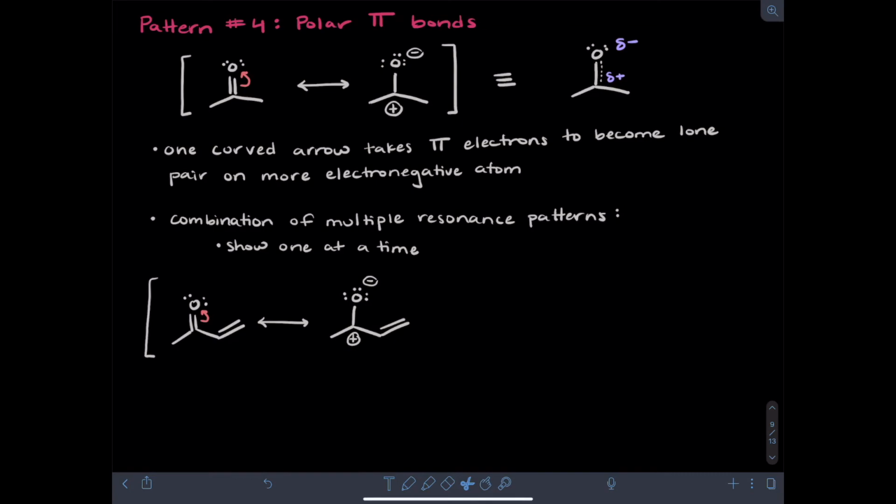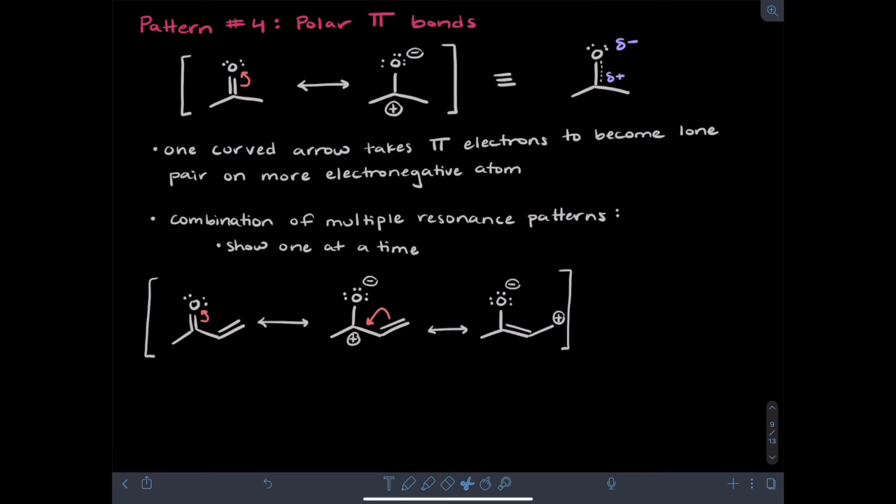After I move this pi bond up to oxygen, my carbon is positively charged and my oxygen is negatively charged. I've now unlocked a new resonance pattern, which is an atom, in this case a carbon with an empty p orbital, adjacent to a pi bond. I can draw a second resonance pattern by moving my pi bond to make a new pi bond.